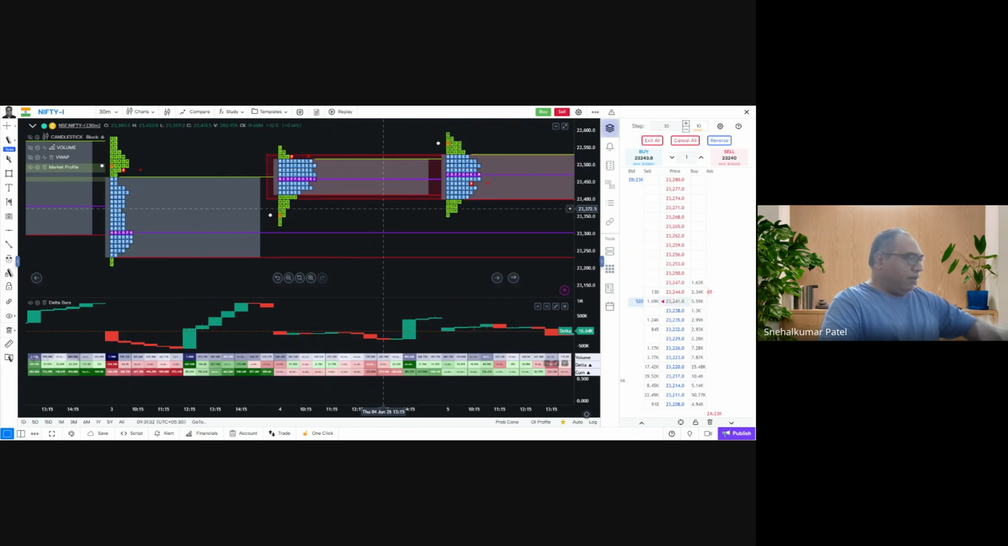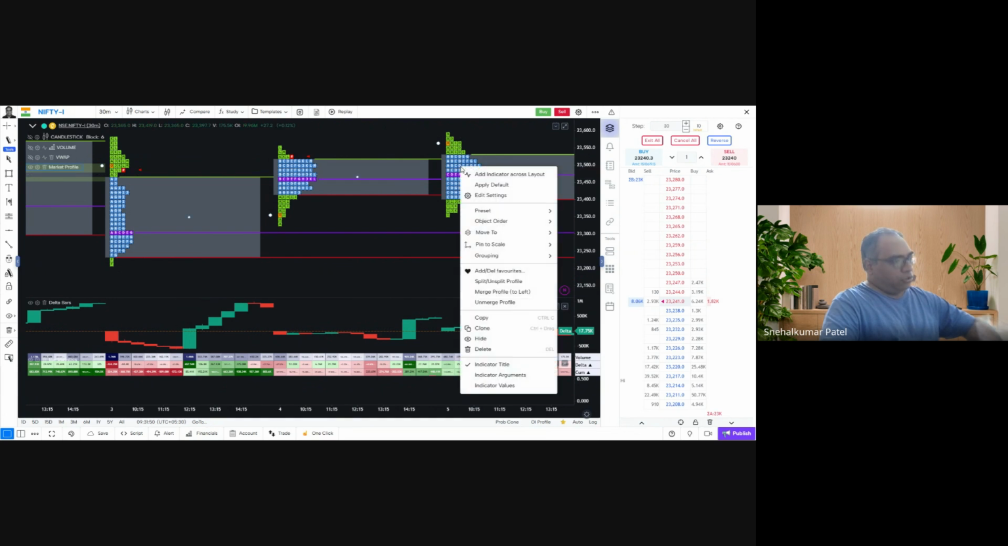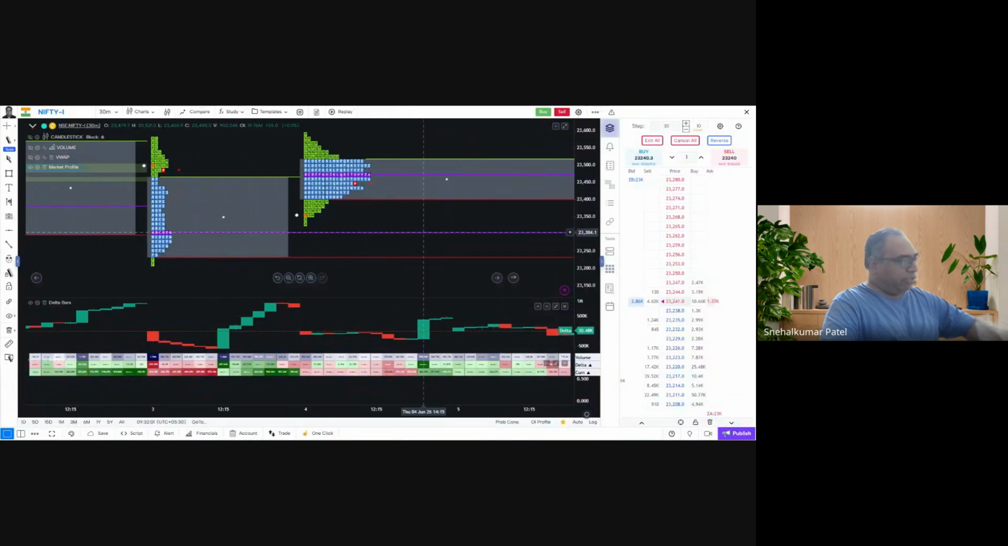Now, when two market profiles intersect with each other by more than 50%, we can combine both of those market profiles. So I'll merge them so that we can get a clear picture of the key levels. I'll merge the profile to the left. There's an option when you right click on the market profile. So I merge both of them.